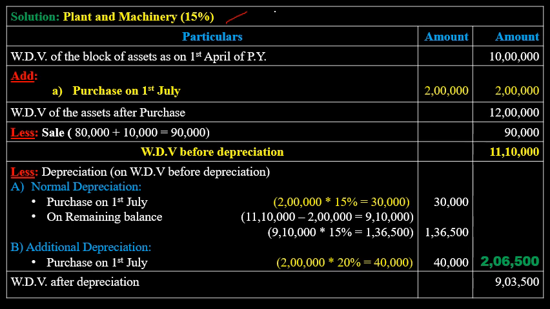The concept which I explained in the beginning: the plant X was destroyed by fire, so it was fully destroyed. If any asset was fully destroyed in the previous year, then the amount received from the insurance company is called the selling value. Means if any asset was fully destroyed due to some reason, then you have to consider that particular asset as sold in the previous year. If it was partially destroyed, then it should not be considered as sale. Whenever it is fully destroyed, fully damaged, only then you have to consider it as sold in the previous year.